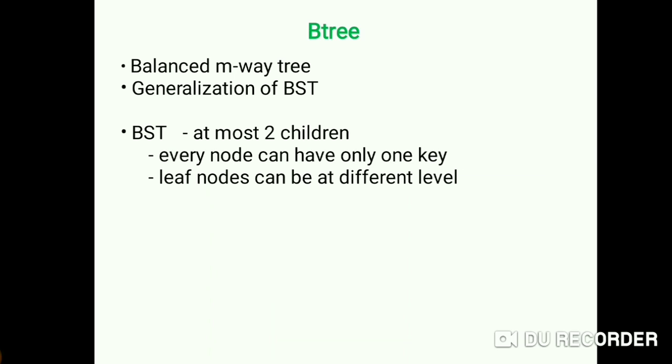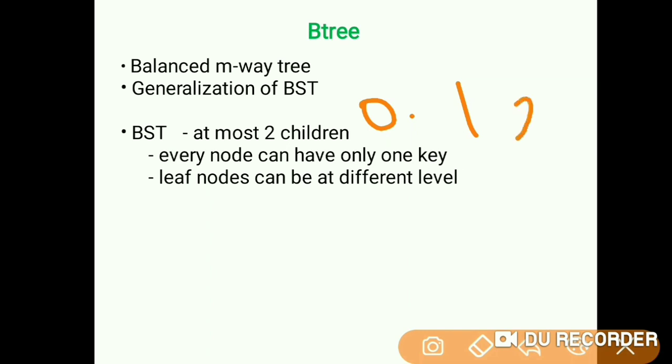BST's first point is it can have at most two children. What do you mean by at most two children? It can have zero children, it can have one child, it can have two children, right? The next property of BST which we are revising is every node can have only one key.